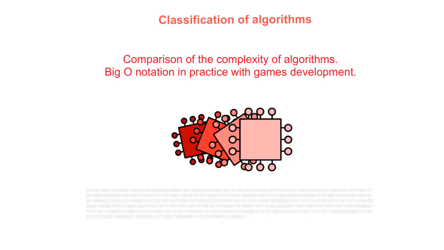We have two other videos that look at the measures and methods to determine the efficiency of different algorithms, Big O notation, and a comparison of the complexity of algorithms. You should watch those videos before looking at this one. This is really just a summary of everything that we've learnt so far, and we have a look at Big O notation in practice with games development and collision detection techniques in particular.